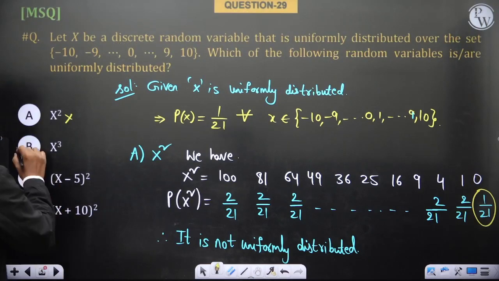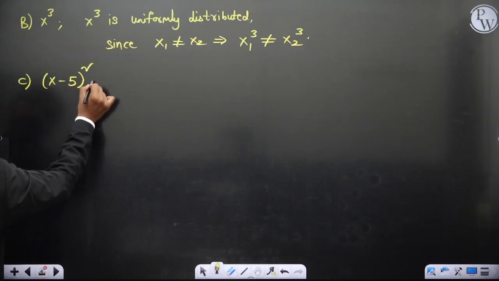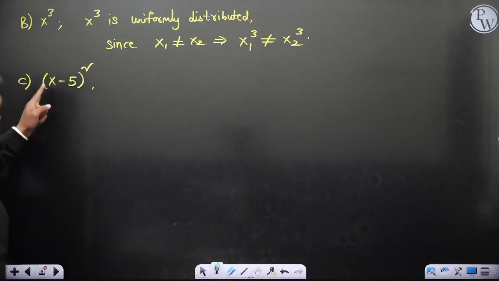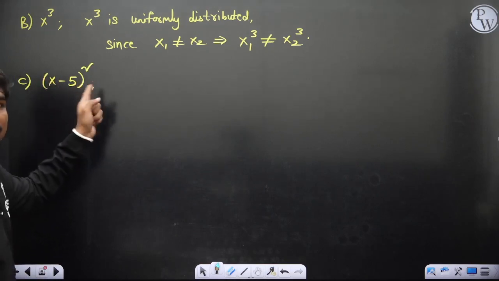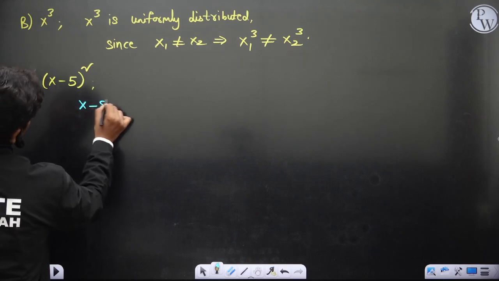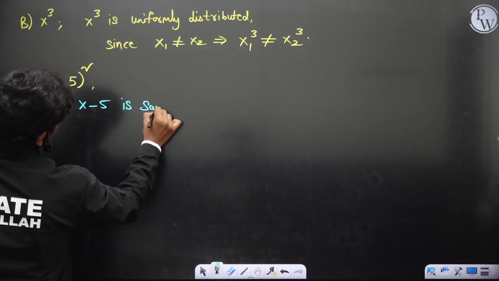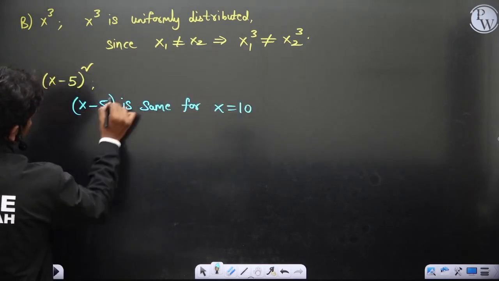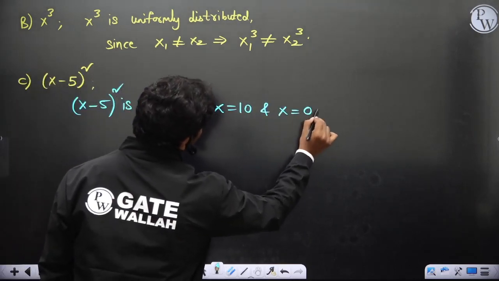X minus 5 whole square. When you have x minus 5 whole square, then again you can see these values. So when you put x equal to 0, it's 25. When you put x equal to 10, also it's 25. But in other cases you don't have the same values. So here the square is the same for x equal to 10 and x equal to 0.